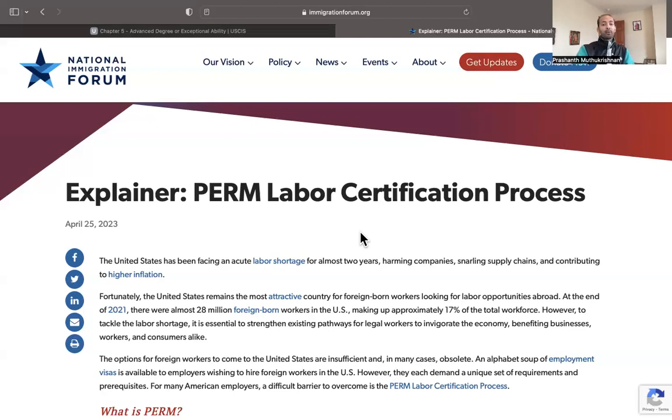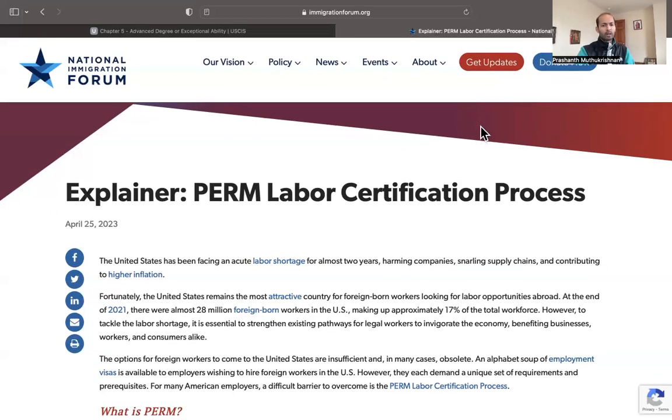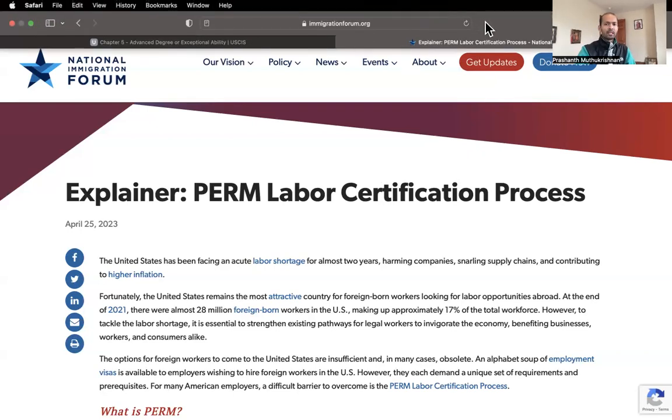Okay, so that's the PERM process. There's more to it, but this is a brief intro. So why don't you look up further information on websites like these that share a very decent amount of information.